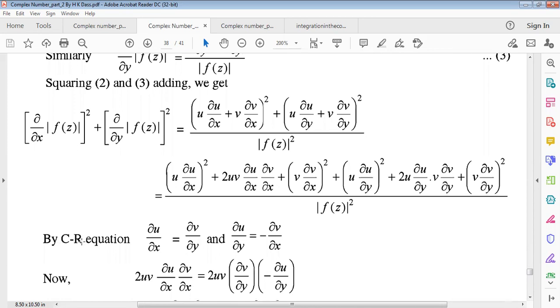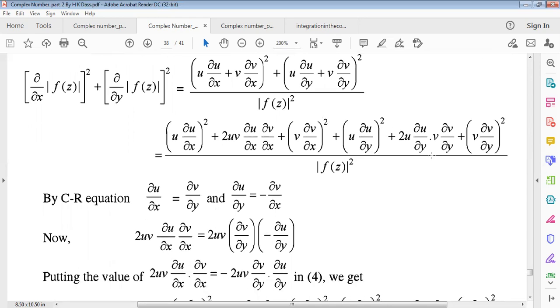Now by the Cauchy-Riemann equation, del u del x equals del b del y, and del u del y equals minus del b del x. You have to remember it forever for complex variables. This is the Cauchy-Riemann equation. So using this condition in this term, 2ub del u del x del b del x, del u del x will become del b del y, just putting these values, and del b del x will be minus del u del y. Just putting these values, we get.